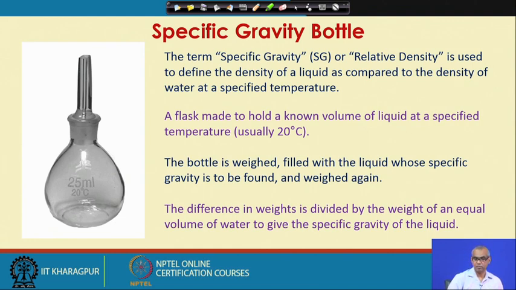The bottle is weighed, filled with the liquid whose specific gravity is to be found, and weighed again. So, first take the weight of the empty bottle, fill the bottle with the liquid whose specific gravity needs to be measured, and then again take the weight of the liquid filled bottle. The difference in weights is divided by the weight of an equal volume of water to give the specific gravity of the liquid.